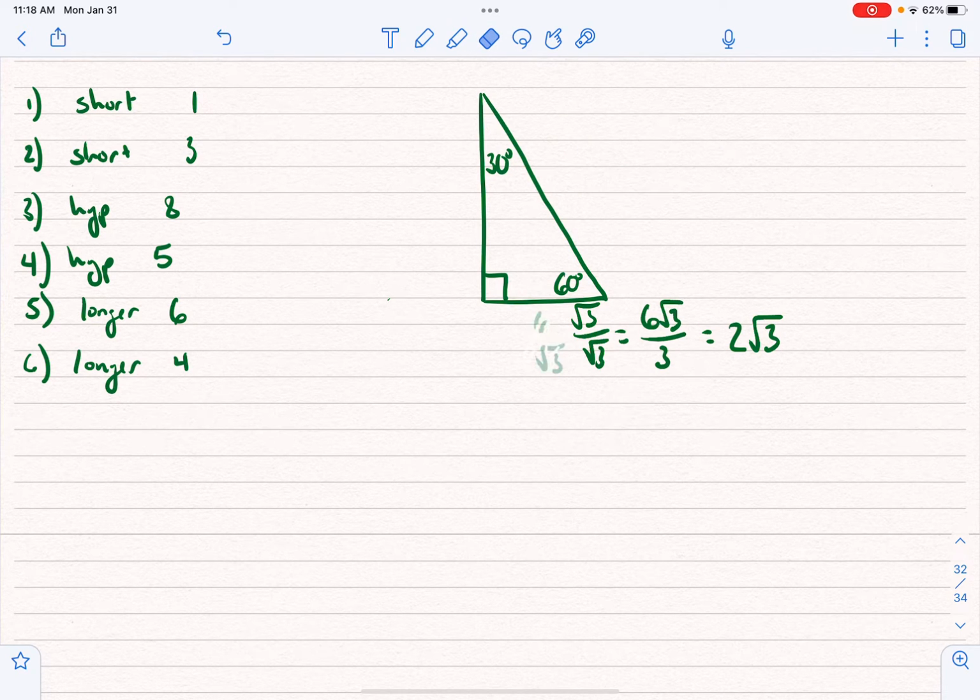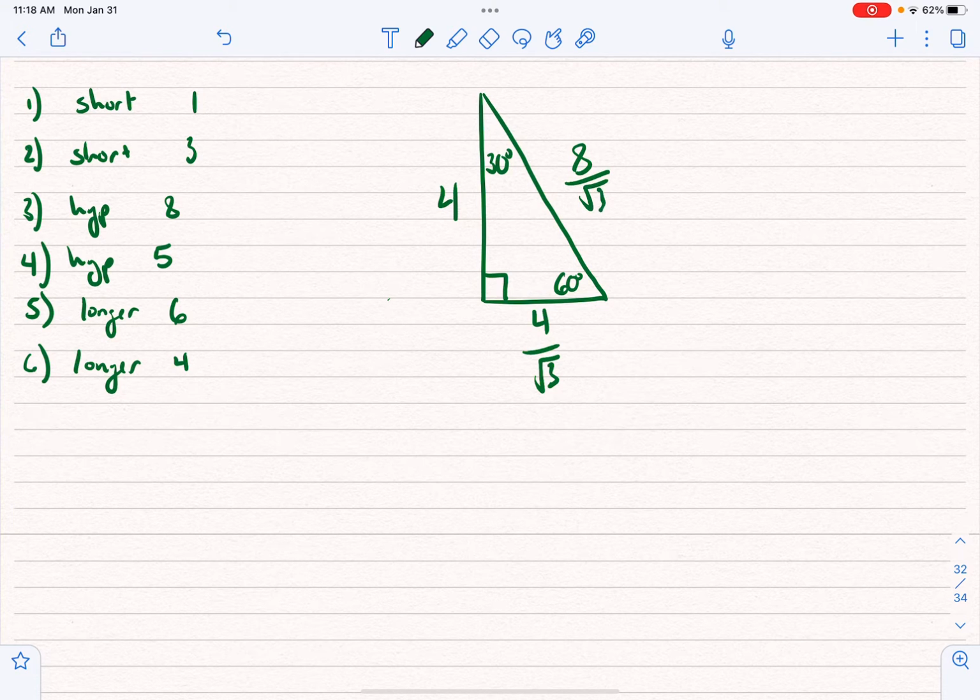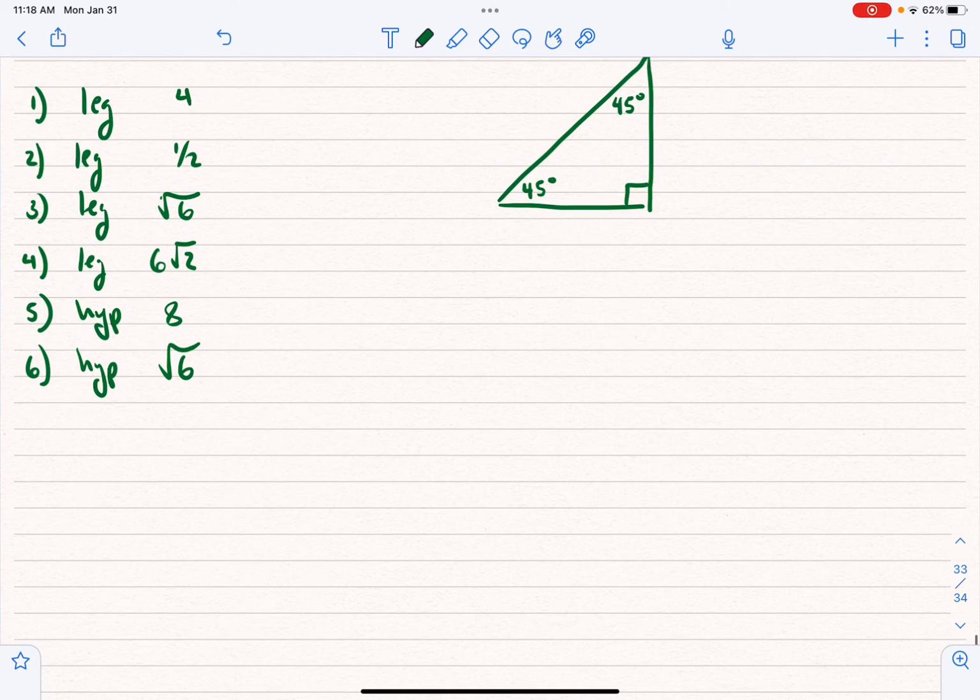The last one of this section, the longer leg is 4. So if this is 4, then this is 4 divided by the square root of 3, and this is 8 divided by the square root of 3. Now, you can rationalize that and get 4 times the square root of 3, if you rationalize the denominator, but it doesn't make it any prettier. So there you go. Now let's look at the 45, 45, 90s.